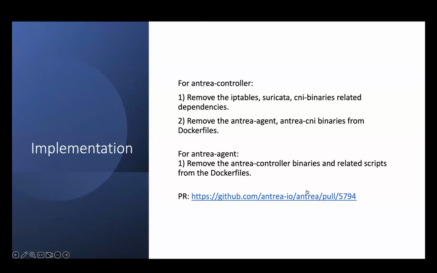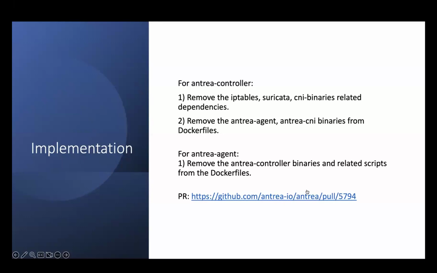So this way we achieved a reduction in size for the Antrea controller. Now for the Antrea agent, since all the binaries like iptables, Suricata and the other CNI binaries are required by the Antrea agent, so much reduction cannot be done there. But still there was a reduction, in that we can copy only the Antrea agent specific binaries when copying the binaries in the Dockerfile. So from there we got a reduction for the size of the Antrea agent as well.